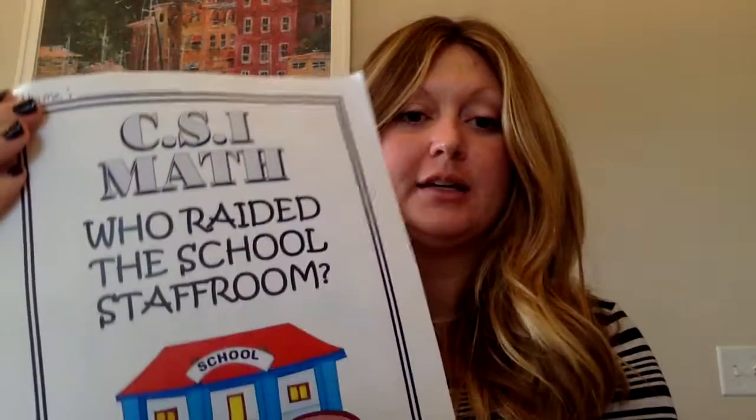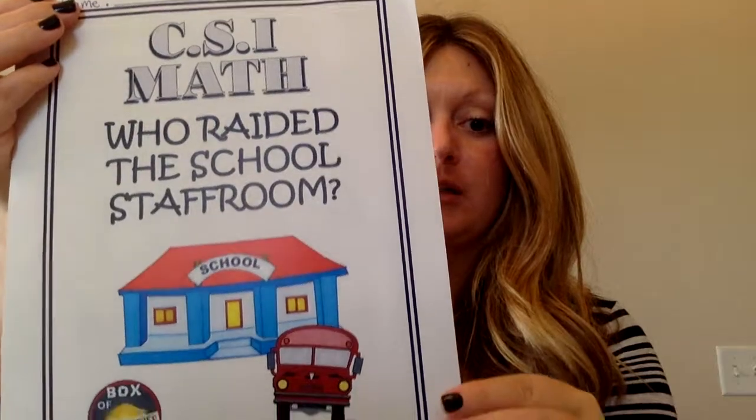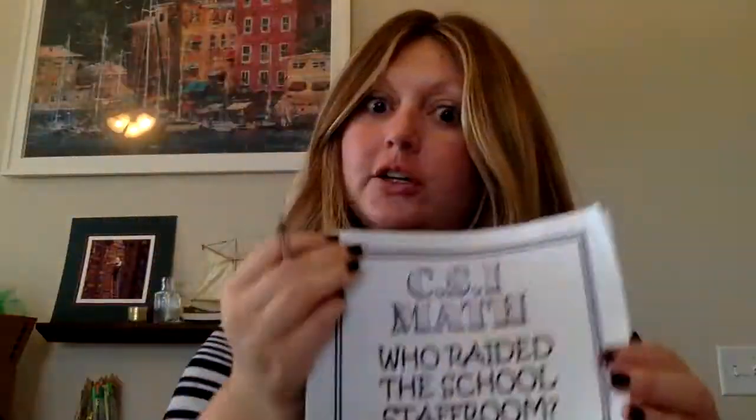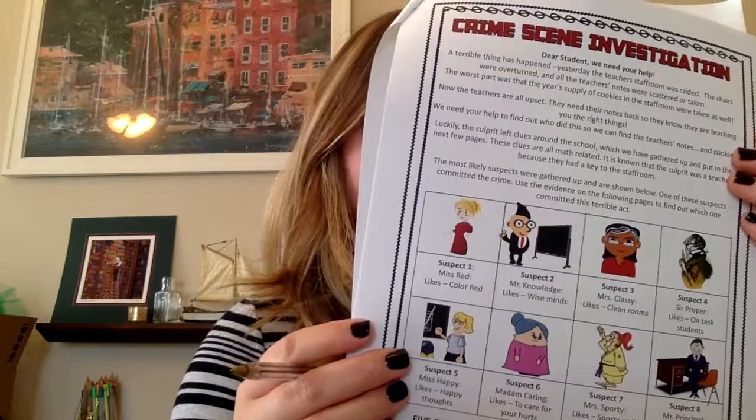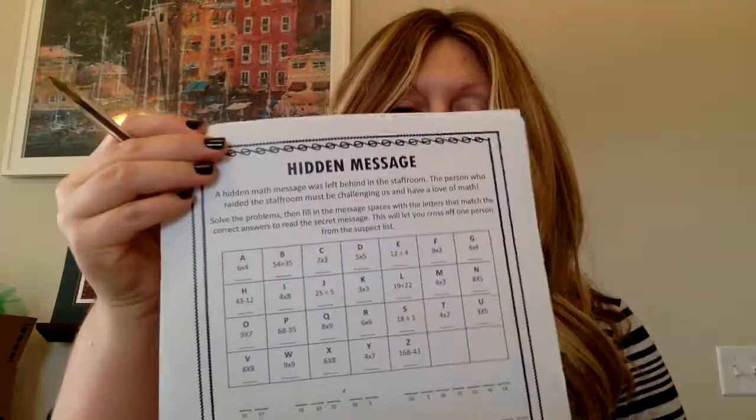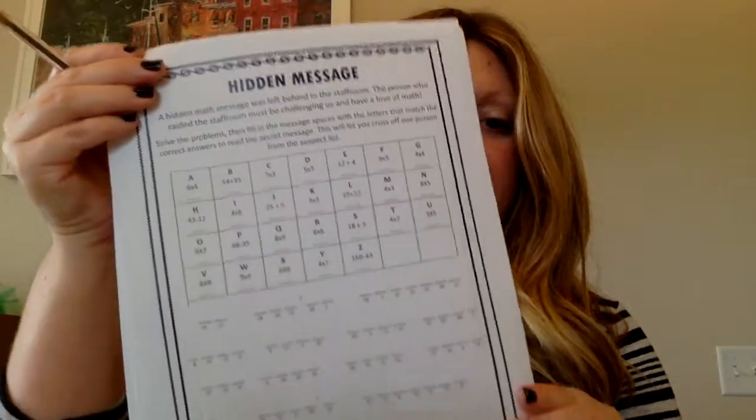Graders, you're probably getting ready to start this packet, CSI Math, Who Rated the School Staff Room? Now, it couldn't possibly have been any of you. So your suspect list is here. Make sure to read through this page so that you find out more about the suspects. And the first clue is a hidden message. There's addition and subtraction and multiplication and division. I'm sure you will rock this page.